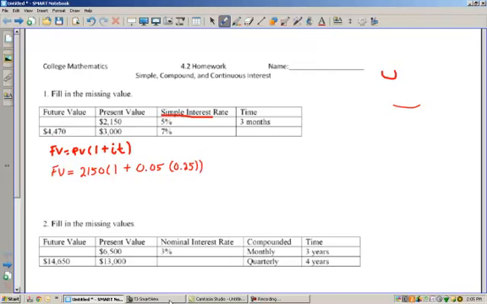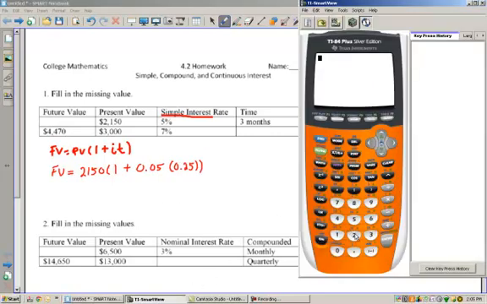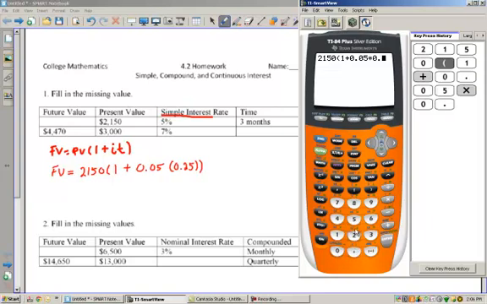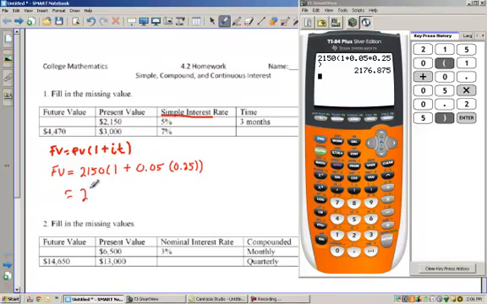And you put this into your calculator, so take out your calculator, and you have 2150, and then left parenthesis 1 plus 0.05 times 0.25 in parenthesis, and you hit enter, and out pops our answer of approximately $2,176.88. And so we put that right up here, 2176.88.